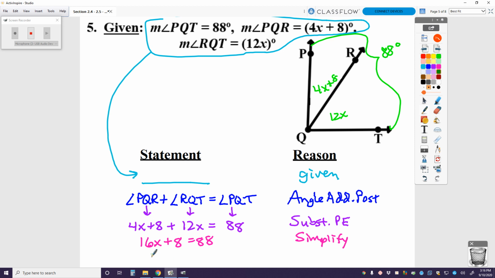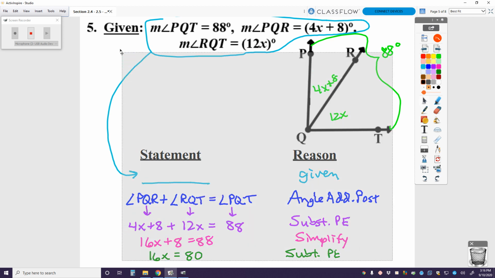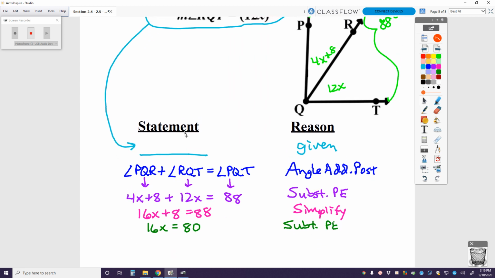Next, we're going to subtract that 8 over to the 88 to get 16x equals 80 by doing the subtraction property of equality. And last but not least, and I've run out of room, so let me just scoot this up just a smidge. We can divide the 16 over to the 80 and get x equals 5 with the division property of equality. And we're done with number 5.